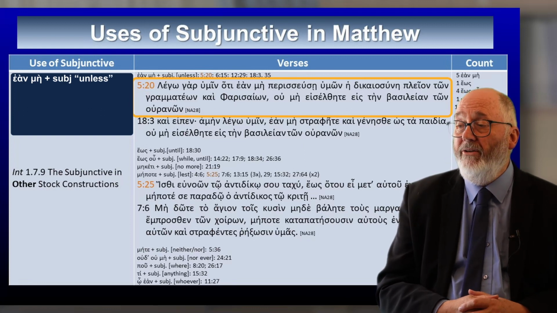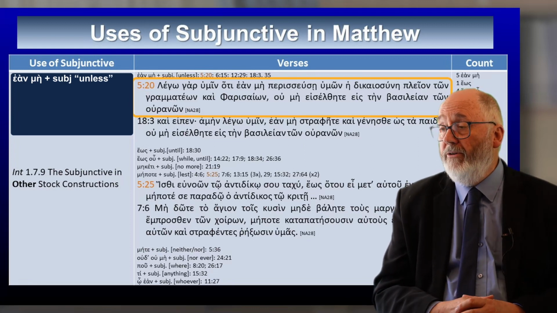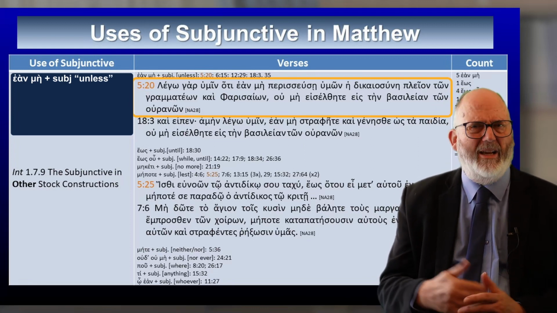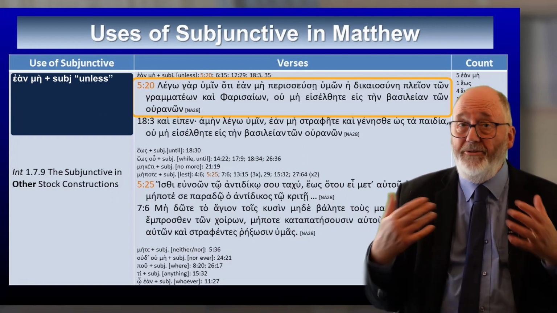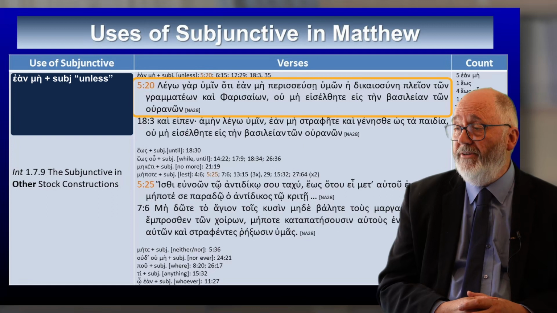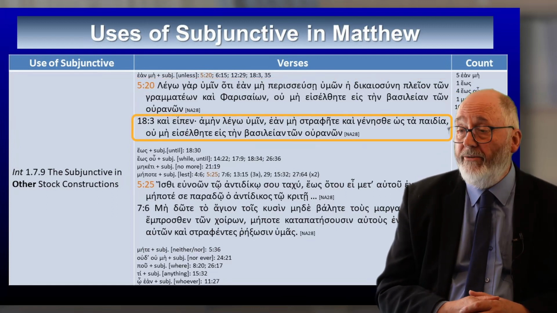So therefore I tell you that unless, plus subjunctive, perisseuse, means overflowing, unless your righteousness overflows greater than that of the scribes and Pharisees, you will definitely not enter the kingdom of heaven.